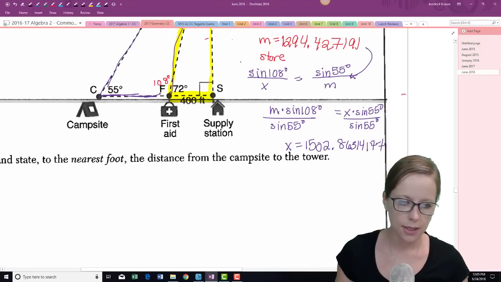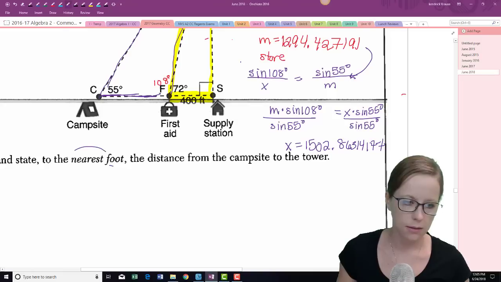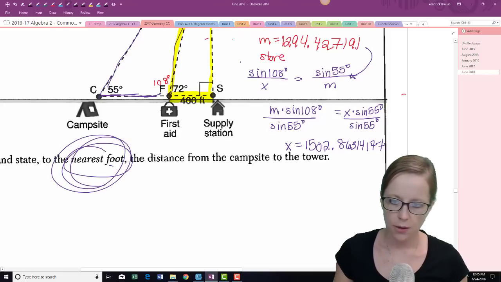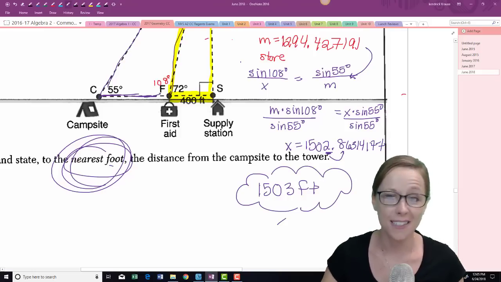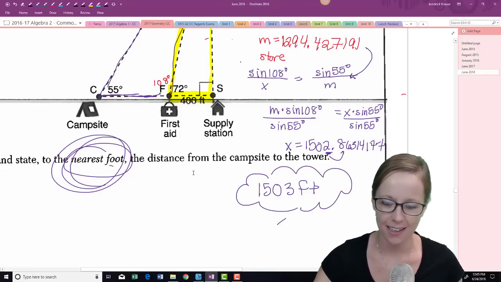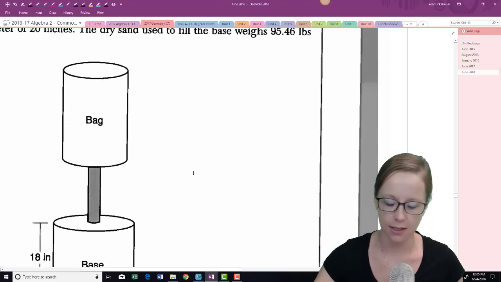To the nearest foot. So that would mean I want to round to here, so I look here. 8 tells me to raise. So 1503 feet. 1,503 feet. Okay, fabulous. All right, let's go here.